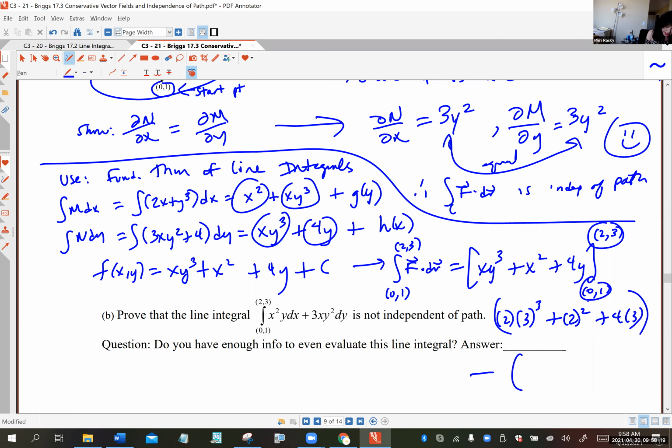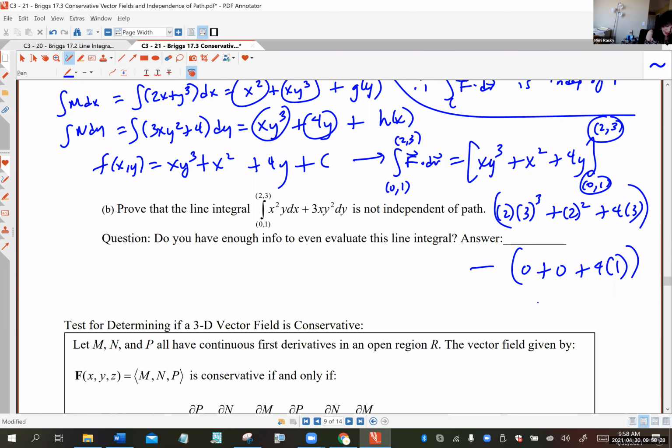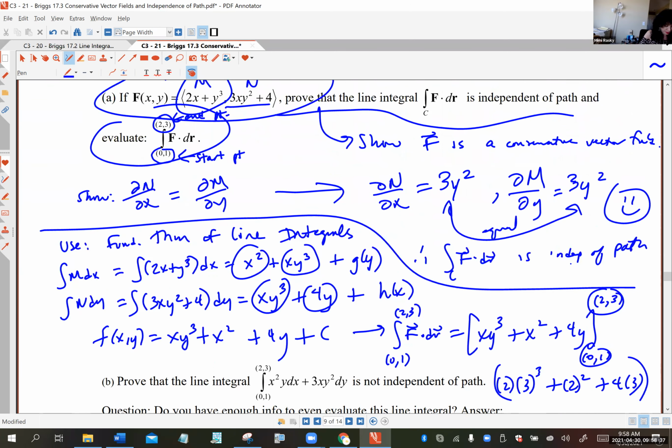Minus, and then I'll plug in the beginning point with x coordinate of 0. So those first two terms go to 0. Okay, fine. And then add all this together. I get 66. So that is the line integral's value.